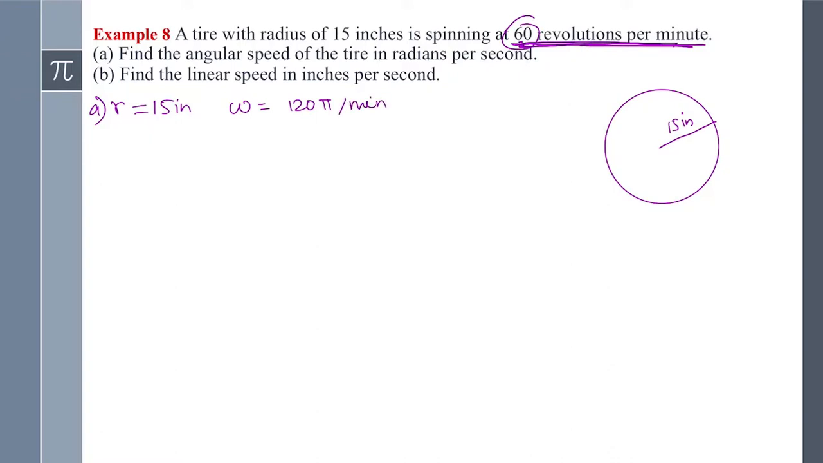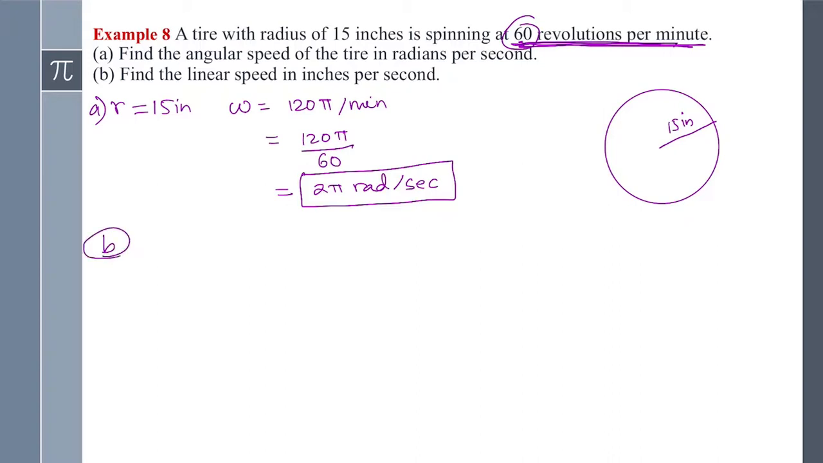Now the question is to find the angular speed of the tire in radians per second. So we have to find per second. It's given per minute, so we just have to convert that unit. So 120 pi per minute, if we change that to seconds, we divide by 60. 120 divided by 60 is 2, so 2 pi radians per second. So that is the angular speed in radians per second.